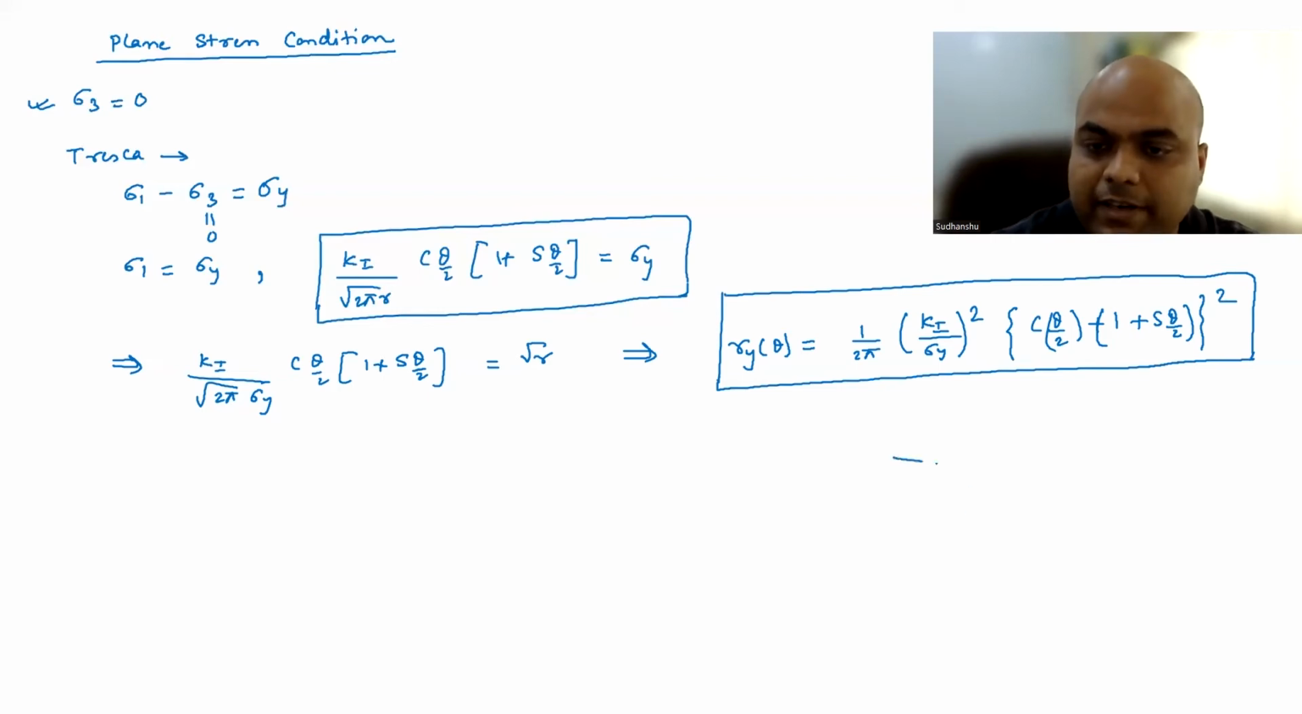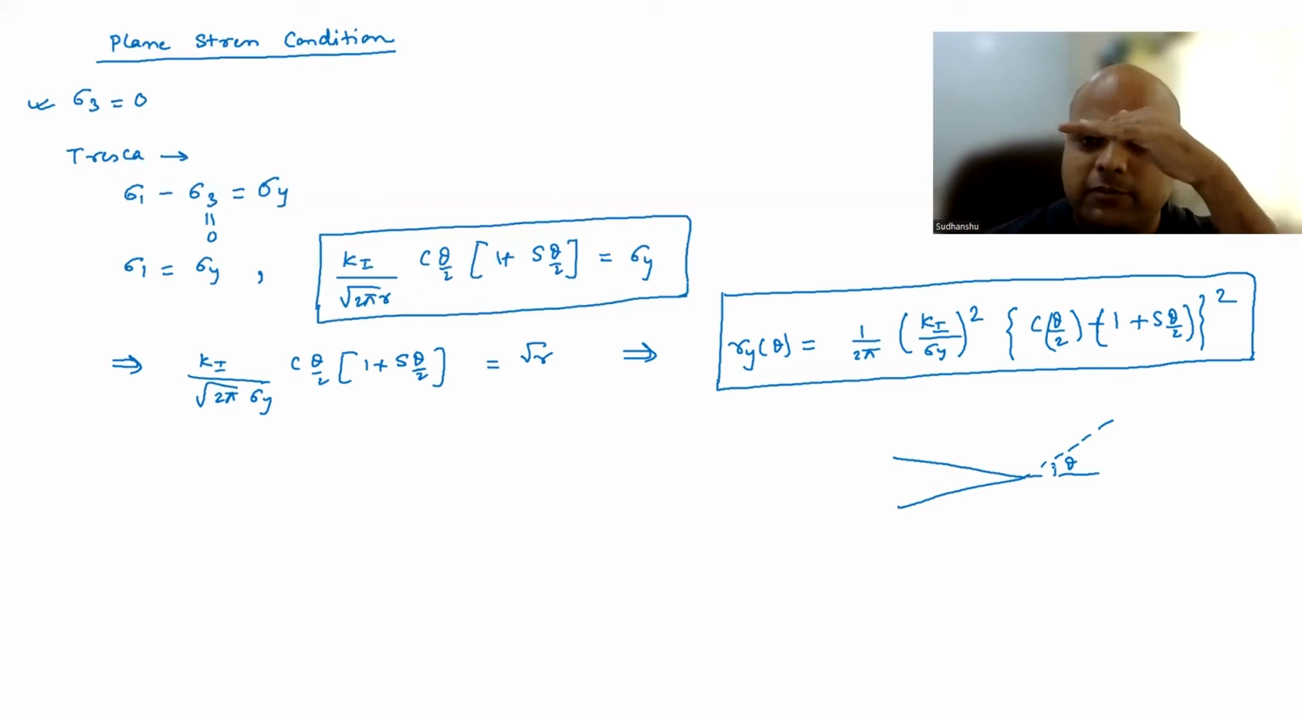So if we have a crack here, what we have to know is this theta value. At different theta, you can calculate the value of ry because we know the value of K1 and sigma y. Now if you put theta equal to 0, the value of ry is 1 by 2 pi, K1 by sigma y squared, which we have already calculated before. So it is valid for theta equal to 0 also. Okay. So this is for Tresca.